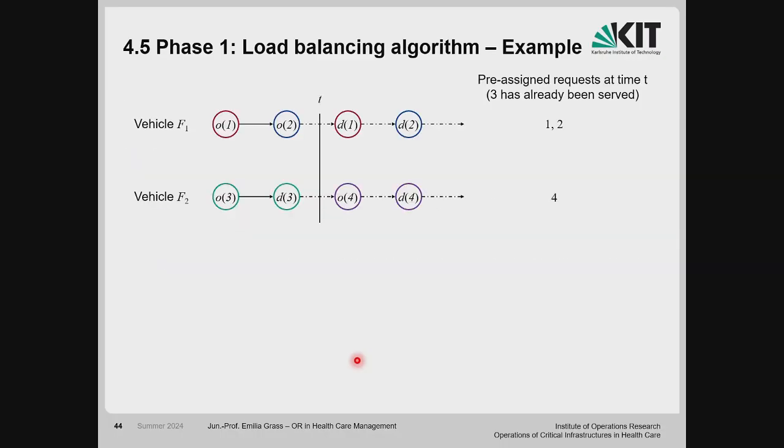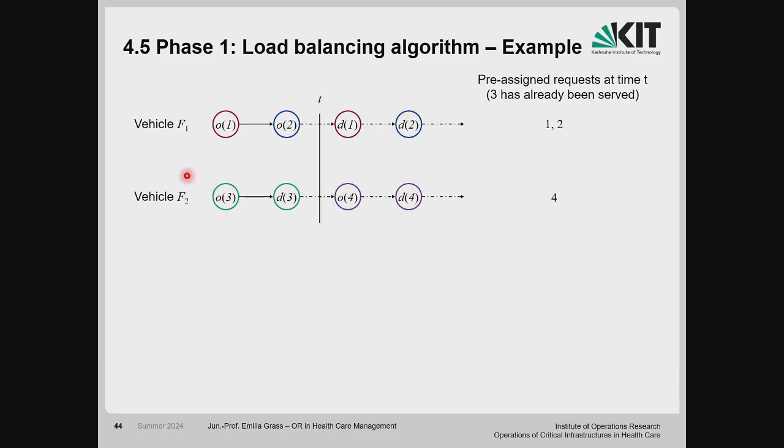Okay, so an example here: we have vehicle 1 that is serving the first request and the second request. So we are here in time period T, so maybe it's 11 a.m. We know vehicle 1 has already picked up the first patient and the second patient. Again, I say patient, but it's actually request 1 and request 2. But for simplicity, I just say the first patient and the second patient. And we know that they will be delivered after T, here and here. So first the first patient, and after that, the second patient.